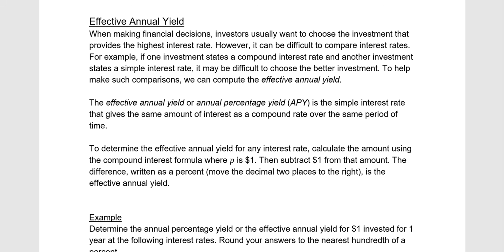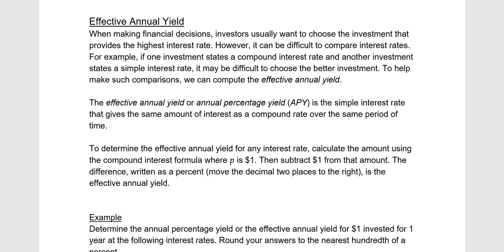And this is the effective annual yield. So in making financial decisions, investors usually want to choose the investment that provides the highest interest rate, so they get the largest amount of money back. Or say we're trying to buy a car, we would probably want the lowest interest rate, so it's the lowest amount of money that we would have to pay back.